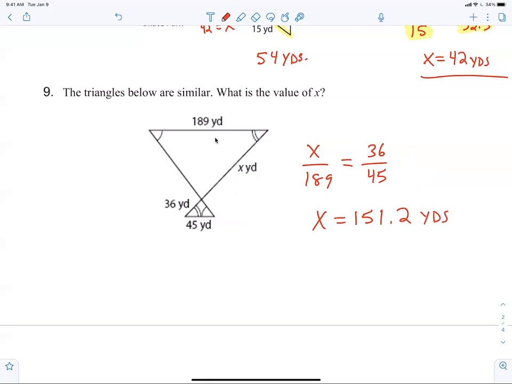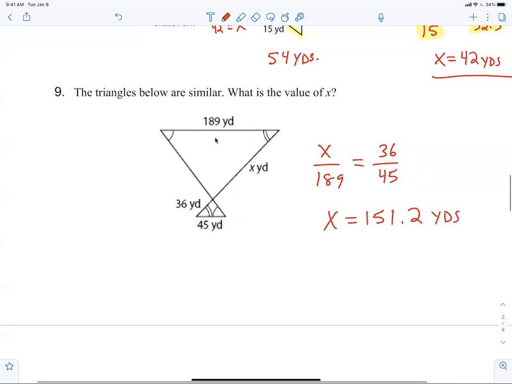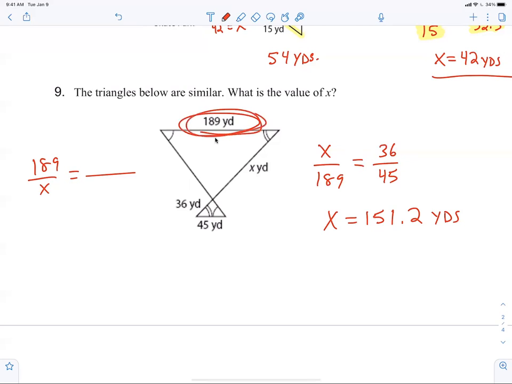Yes, ma'am. So I was thinking x over 189. What did you want to do? 189 over x. You can do that, and then what is your other fraction? Oh, I was thinking 189 over x equals 36 over 45. Look right here, I'm going to highlight something. 189 is between the 1 and the 2. So that's why it would be 45 over 36.